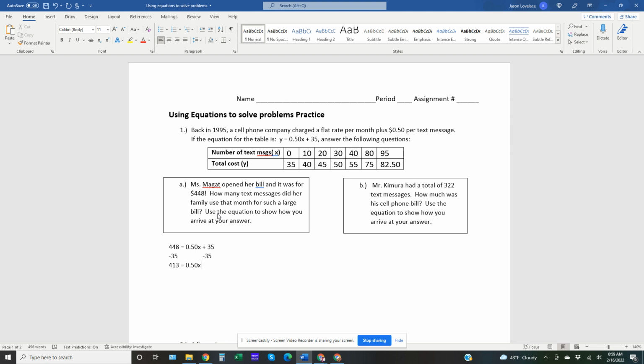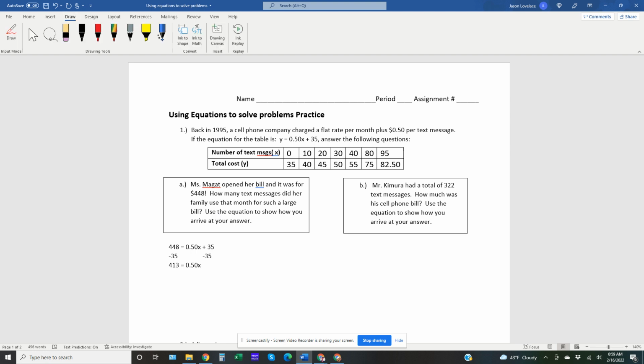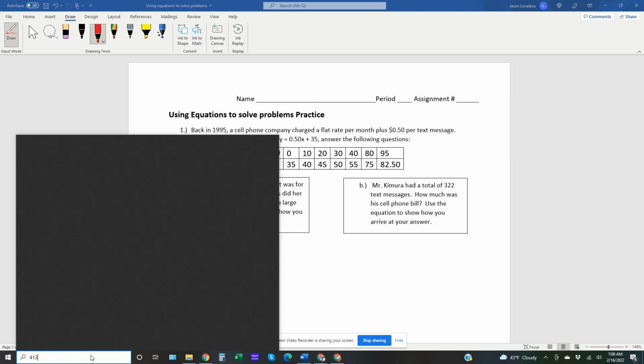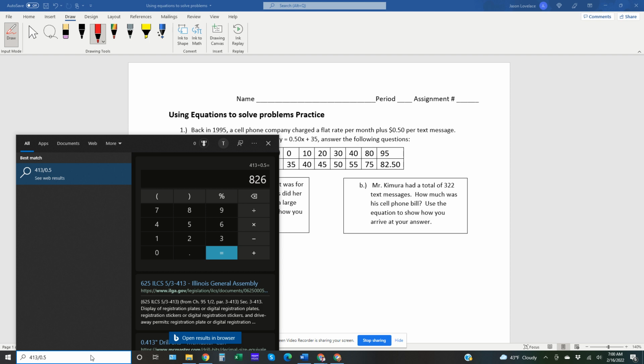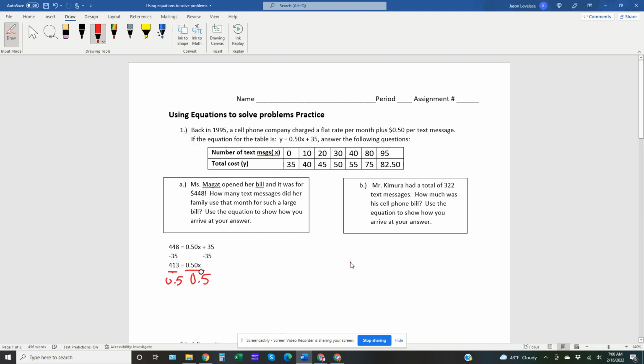Now it's just a matter of dividing both sides by 0.5. Once I do that, 413 divided by 0.5 gives me 826. So 826 is equal to x.